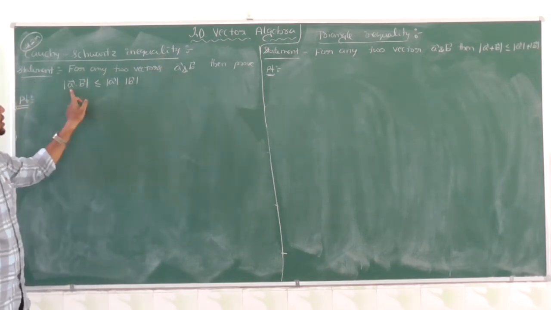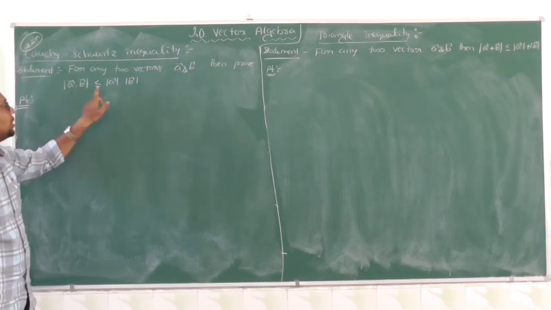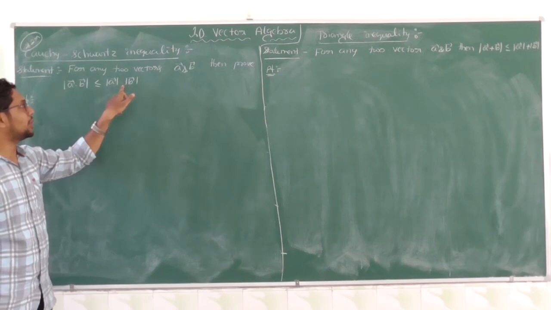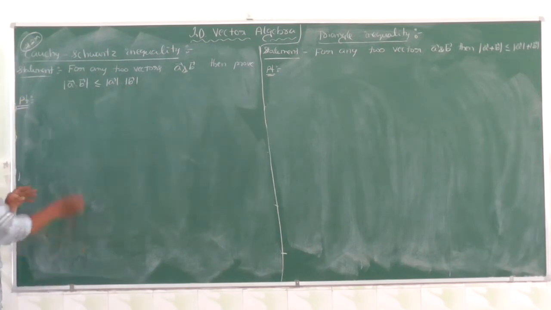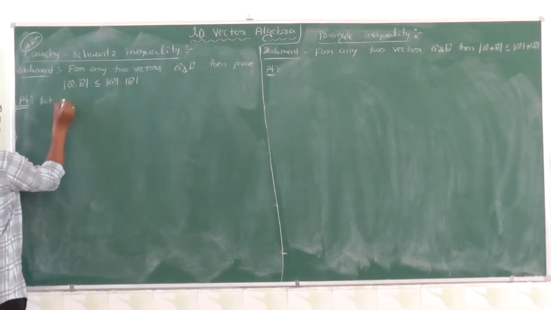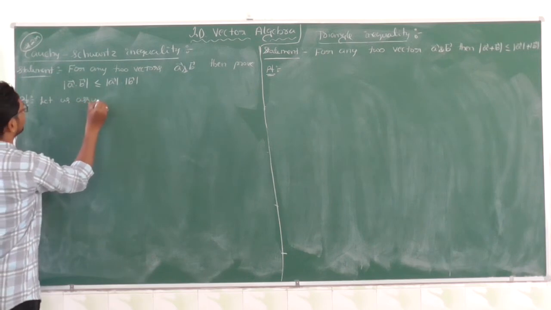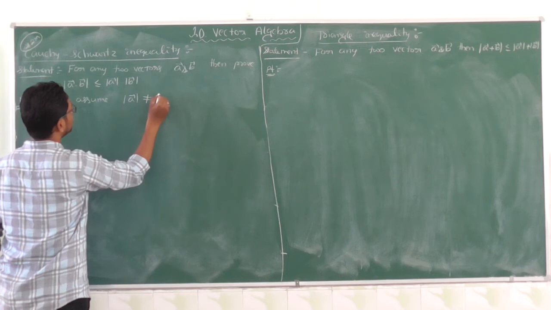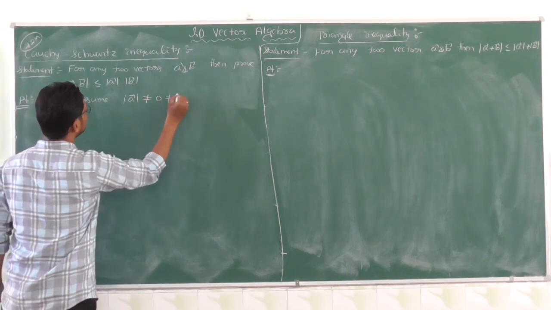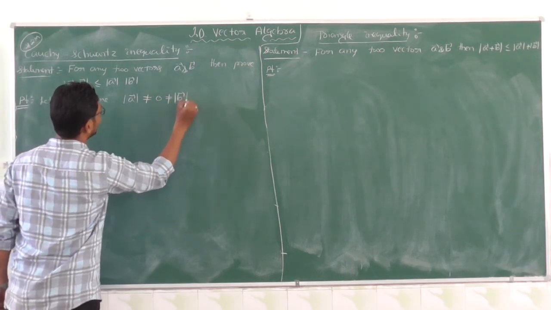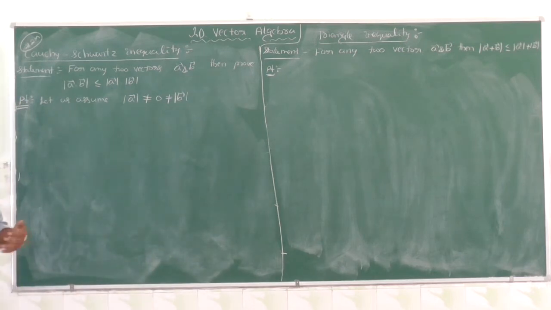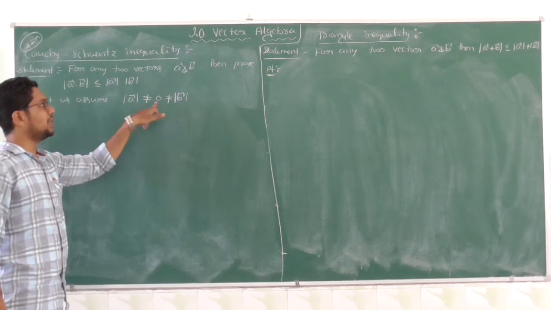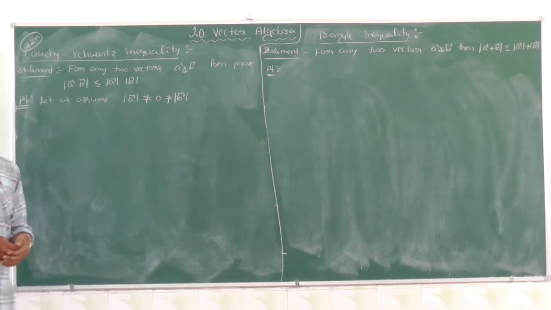Then prove that the modulus of A dot B is less than or equal to the magnitude of A vector times the magnitude of B vector. Here let us assume that the magnitude of A is not equal to 0 and the magnitude of B vector is also not equal to 0. This we are assuming.